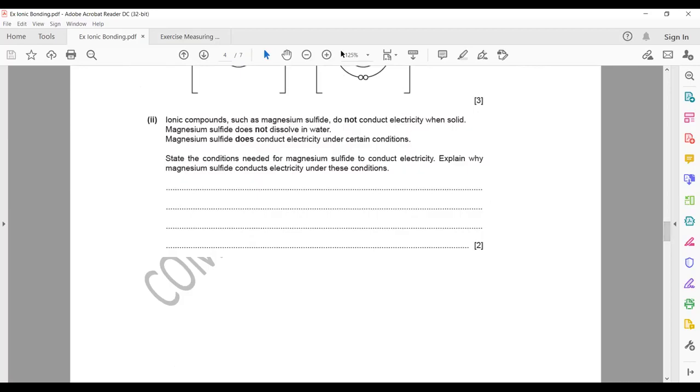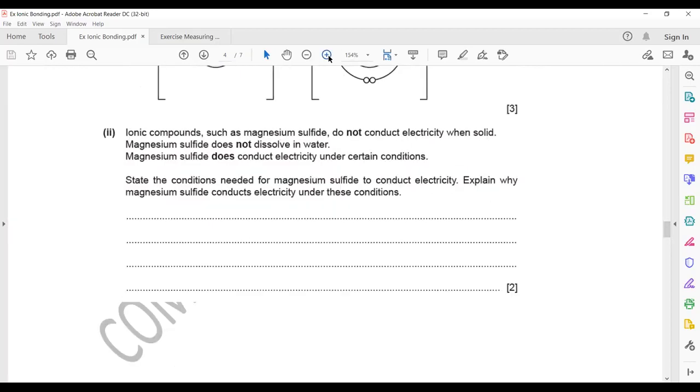Then in the second part, they're asking: ionic compounds such as magnesium sulfide do not conduct electricity when solid, because in a solid state the ions are not free to move. Magnesium sulfide does not dissolve in water. Magnesium sulfide does conduct electricity under certain conditions. State the condition needed for magnesium sulfide to conduct electricity and why magnesium sulfide conducts electricity under these conditions.